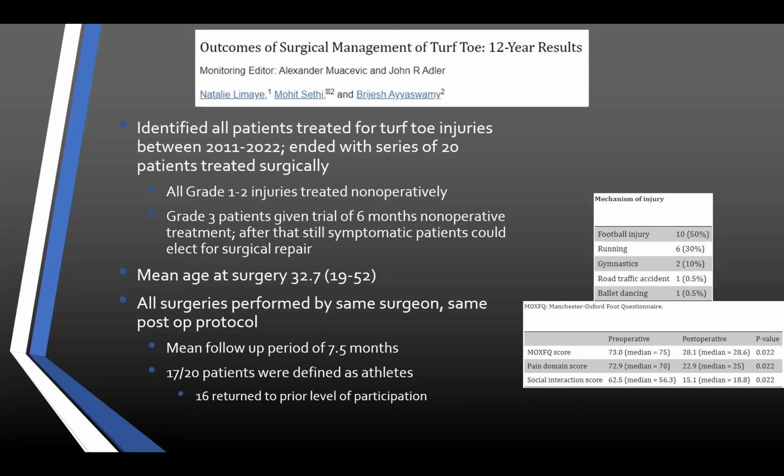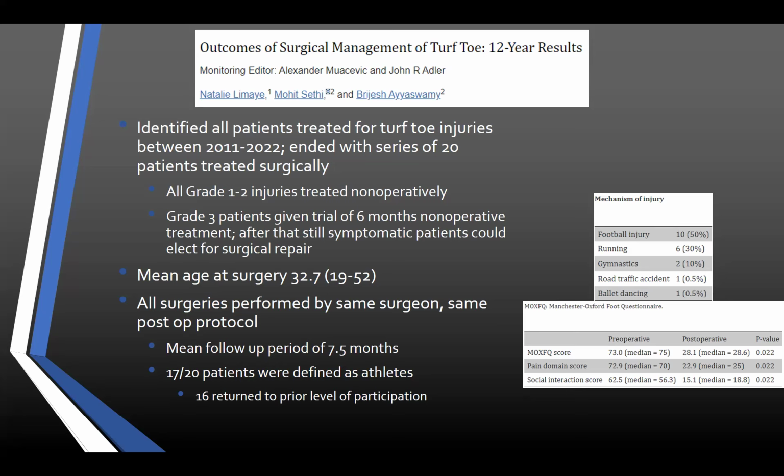In this group of surgery-treated patients, all of them except for one had sustained their injury from some form of sport, likely recreational, aside from the one patient who had a motorcycle accident. All of them returned to their prior level of activity or participation in the level of sport that they played. So overall, the results after surgery were relatively favorable.